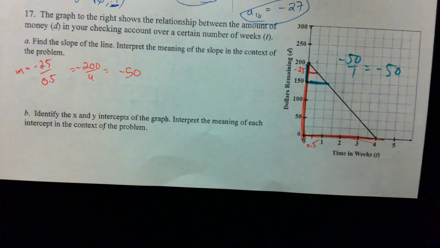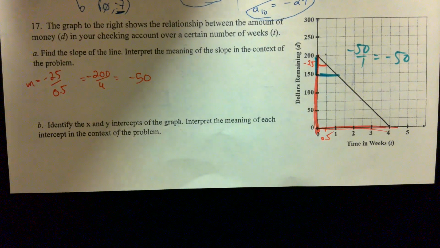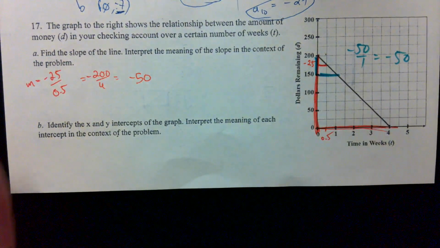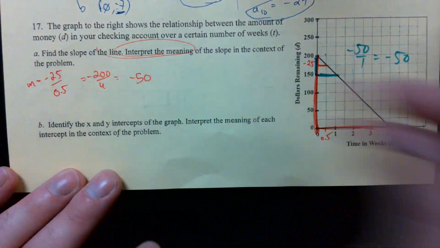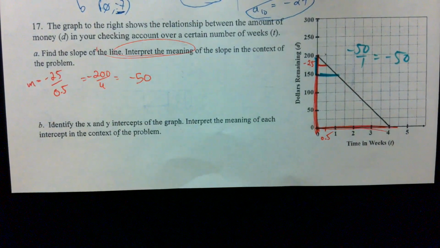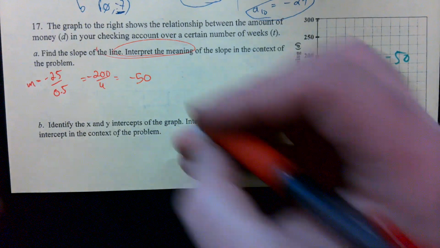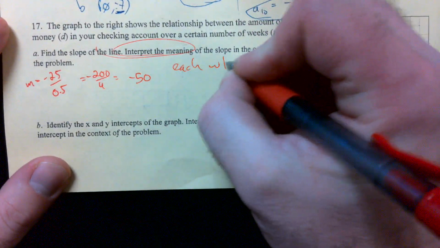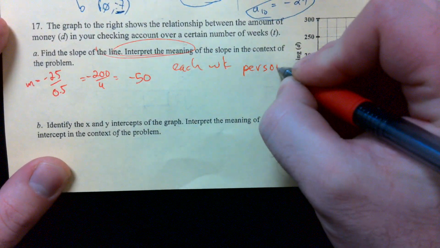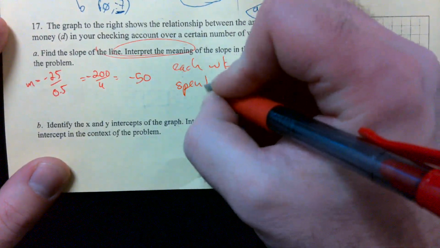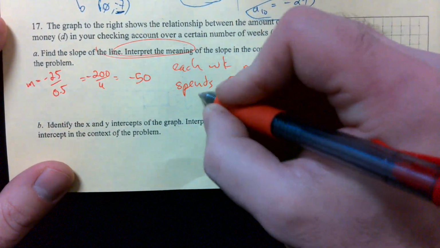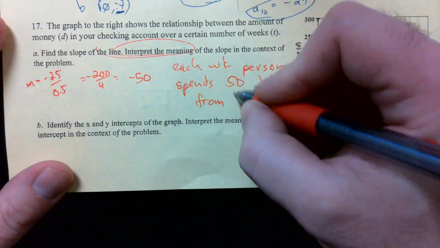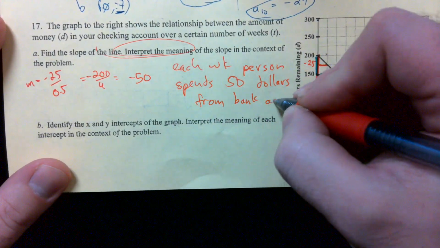Now, that was kind of a waste of time because it gives you the slope on the quiz. You don't even have to find it. But whatever, we found it. Negative 50. What does that negative 50 represent? Interpret the meaning means write a sentence using English words. Matthew, help me write a sentence. Each week a person spends $50 from their bank account. Each week, person spends $50 from their bank account. From bank account. ACCT.